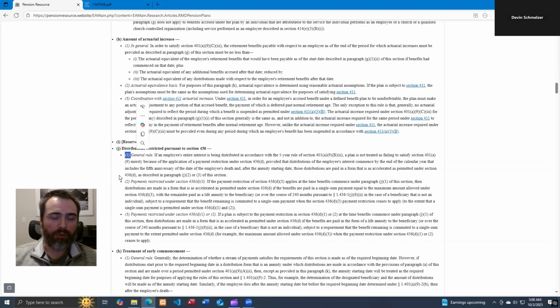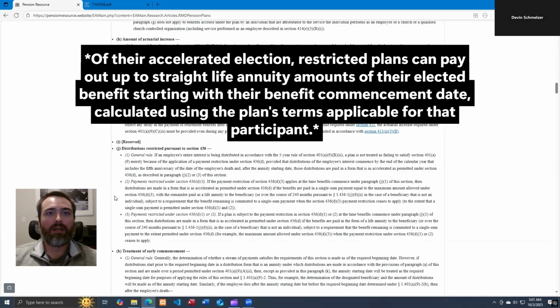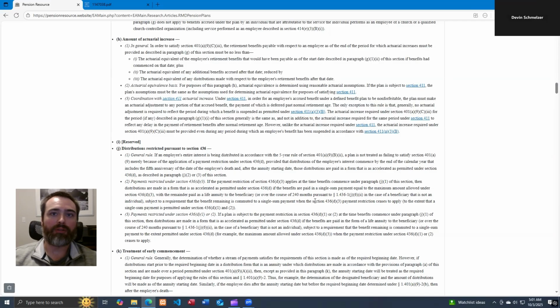But in general, the 436 allows you to pay single life amounts of their elected portion for their RMD requirements or the not eligible for rollover amounts. So this specific section here in the reg says you don't have a qualification issue if you have a 436 restriction, making it more difficult to pay out plan benefits until those restrictions are lifted.